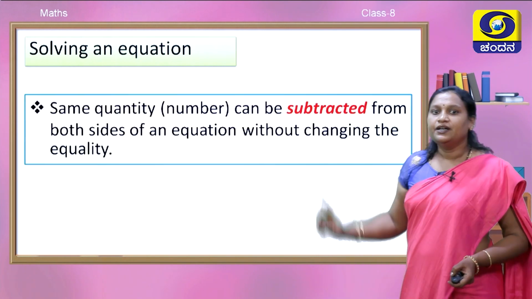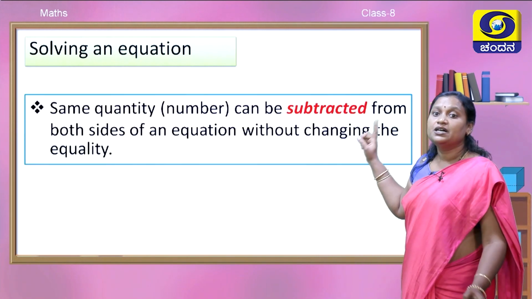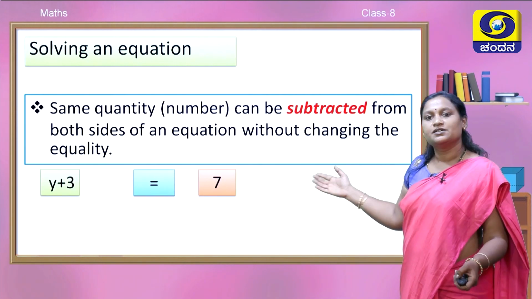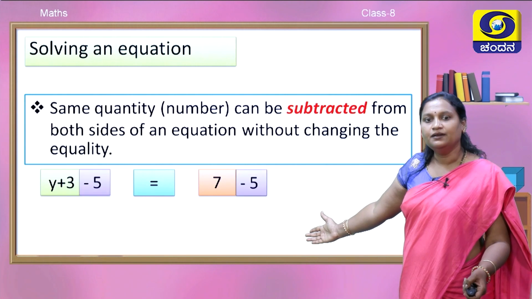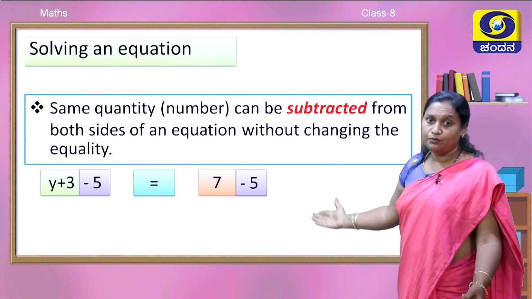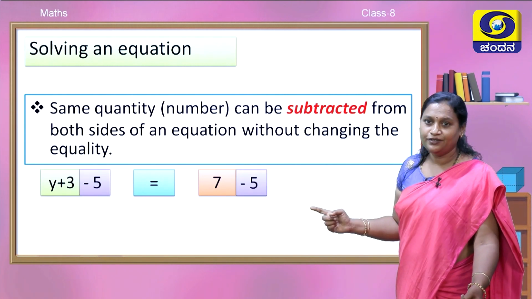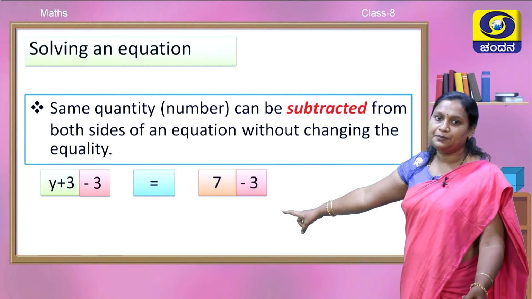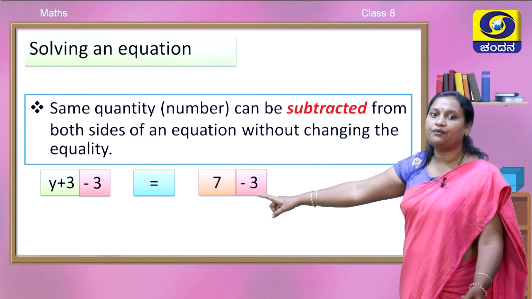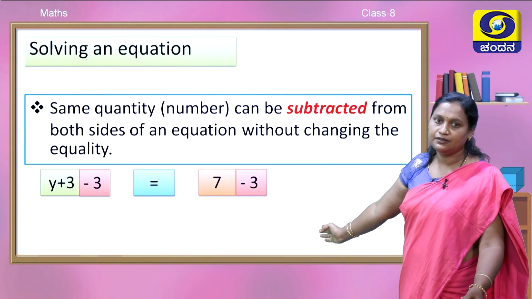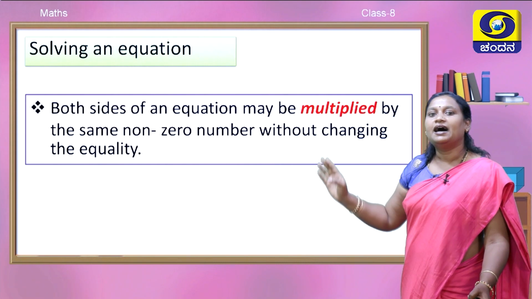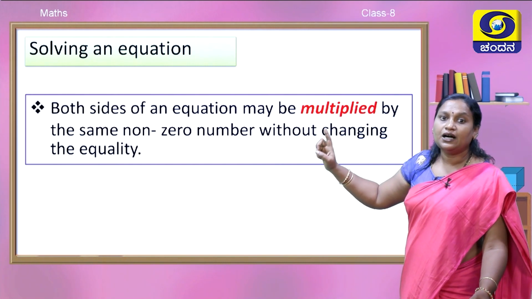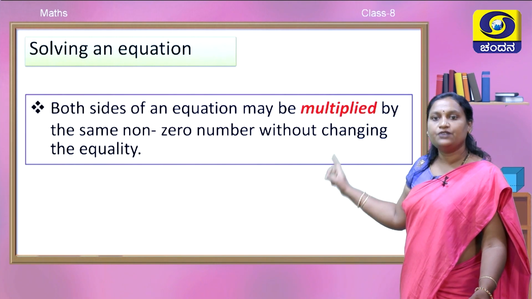Second rule is you can subtract equal quantities from both sides of an equation. So, we will take an example. I am subtracting 5 from both sides. Is it good? No. So I should think, what should I subtract? If I subtract 3, I'll be getting the value of y directly. So I'll consider 3.